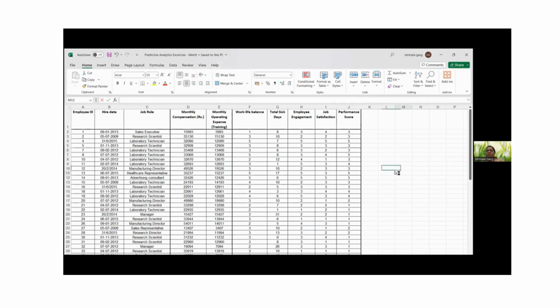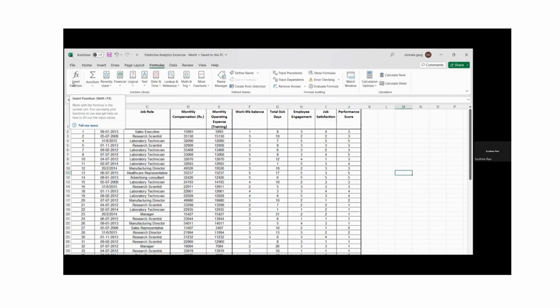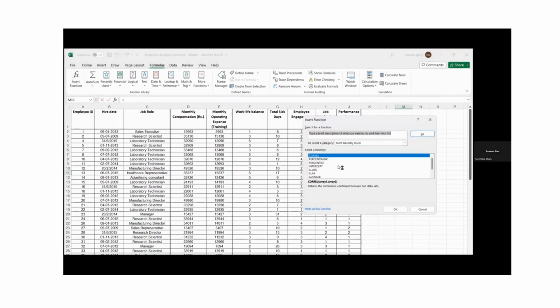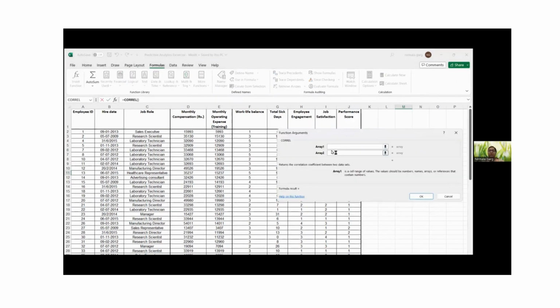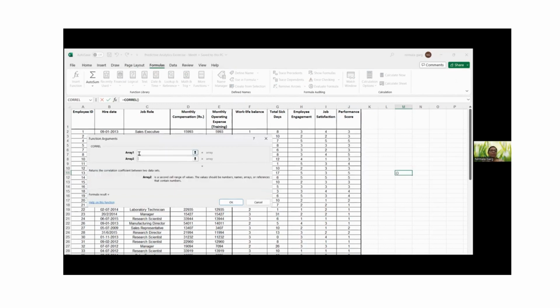Okay, so what will I do? Quick: Formula, Insert, CORREL. Okay. And then let me drag them here. All right, so what am I taking? Employee engagement. Right?